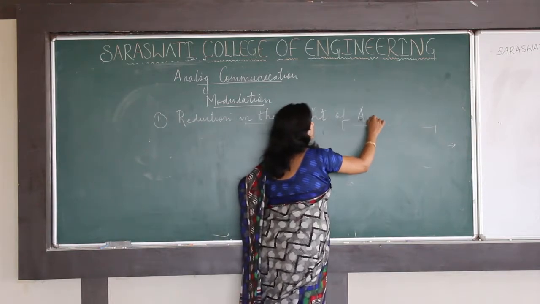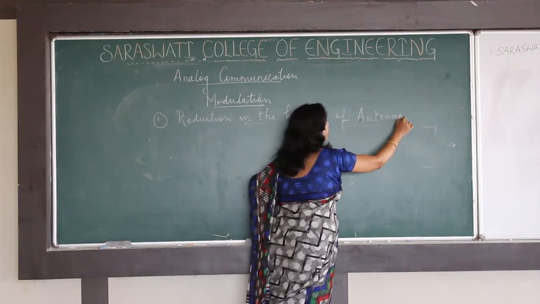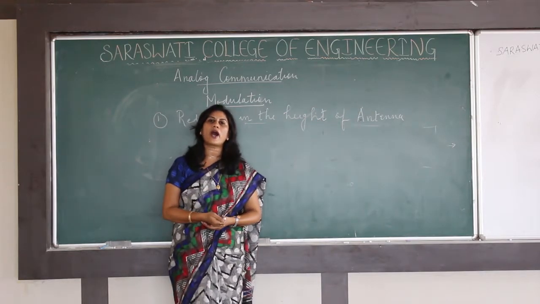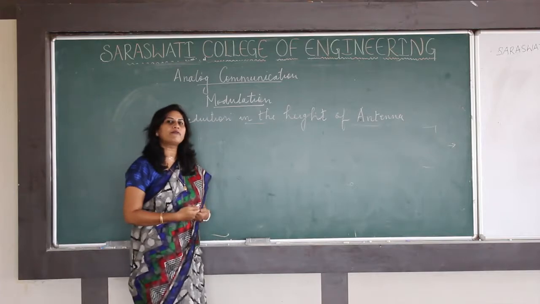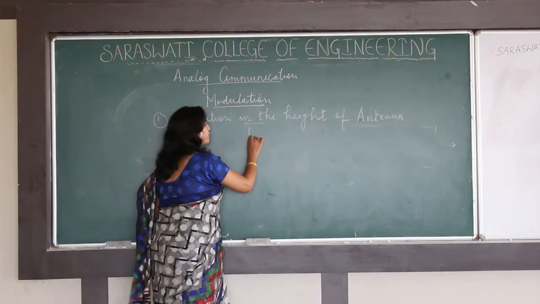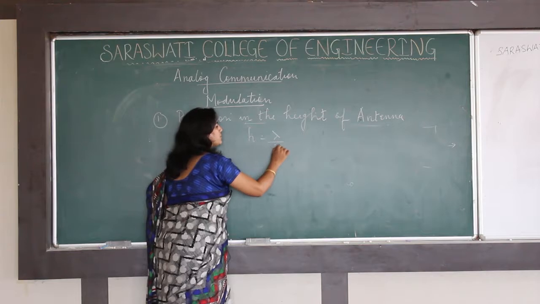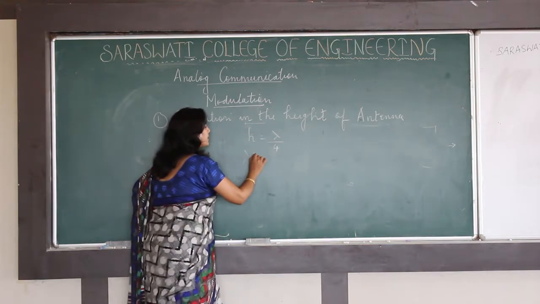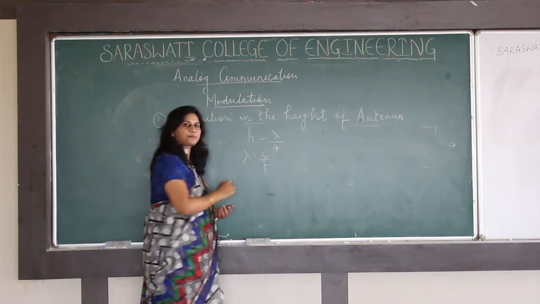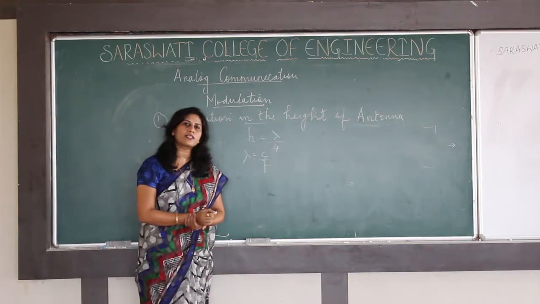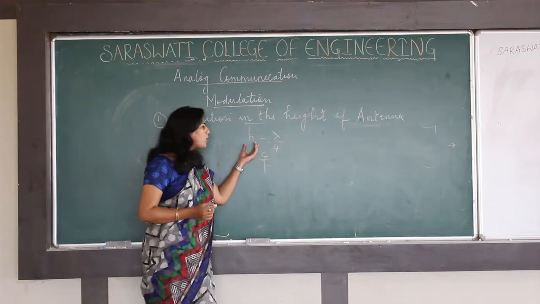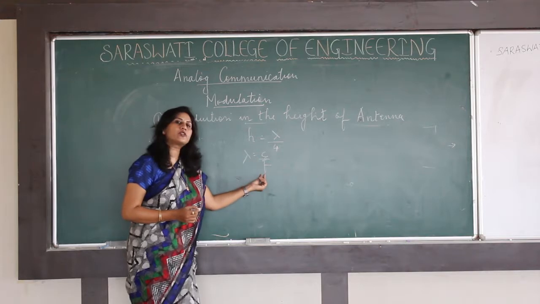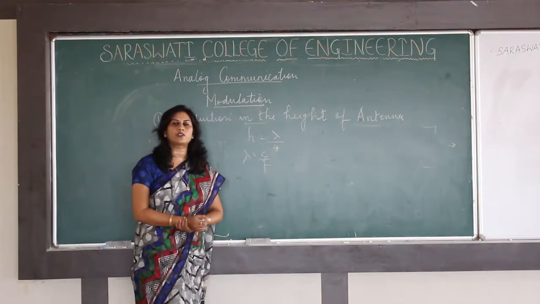Now let us talk about this height of the antenna. What is the requirement? For efficient transmission and reception of signal, it is required that the antenna used should have a vertical height of a quarter wavelength of the frequency used. That means h should be equal to lambda by 4, where lambda is equal to c by f. That means if I have to transmit my signal, I have to take care of the height of the antenna, and as you can see, my height of antenna is related to the frequency of the signal that you are transmitting.